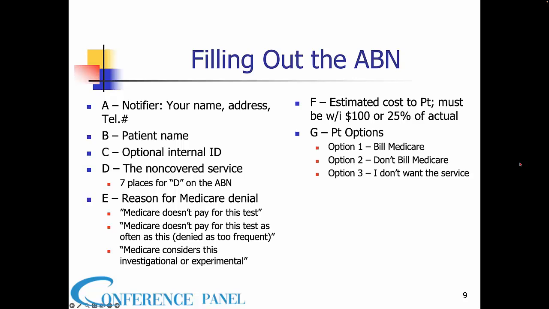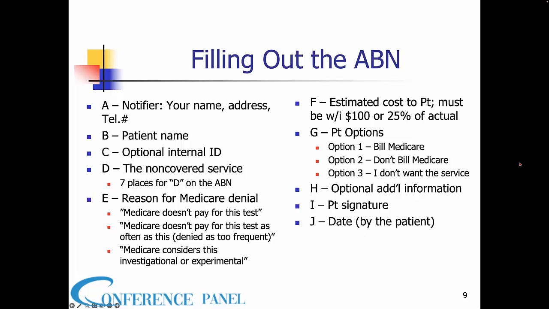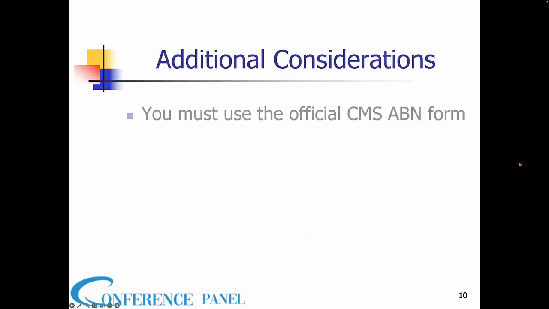The most important part of an ABN is field G, options. Option 1 says bill Medicare. Option 2 says don't bill Medicare. So those are the 3 options the patient can pick. As I mentioned earlier, field H is a place you can add additional information. I, if the patient signs it. J is the date.